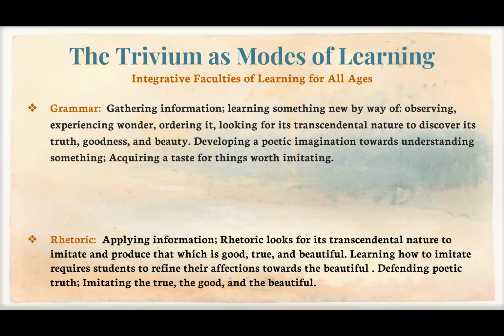In the rhetoric mode, they are learning to apply information. Historically, grammar and rhetoric are very closely tied together and intricately work together. Applying information in the rhetoric mode is where you're gathering comprehension. So they're looking at this point for its transcendental nature, which is truth, goodness, and beauty, so that they can imitate and produce that which is good and true and beautiful. Learning how to imitate requires students to refine their affections towards the beautiful. Again, in order to refine those affections towards the beautiful, they have to acquire a taste for them. Defending poetic truth and imitating the true and the good and beautiful is part of the rhetoric mode of learning.